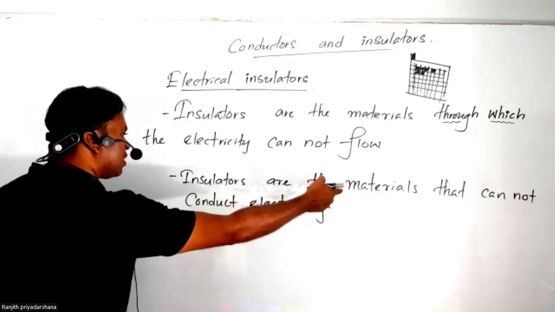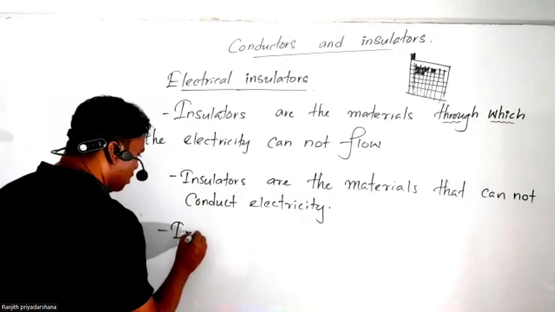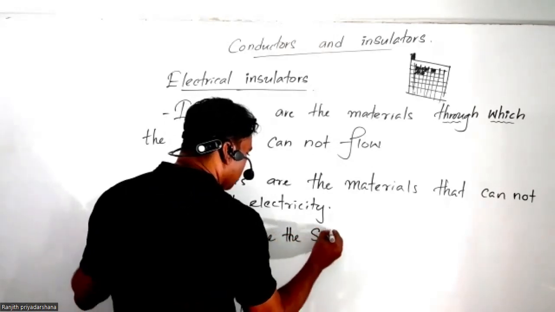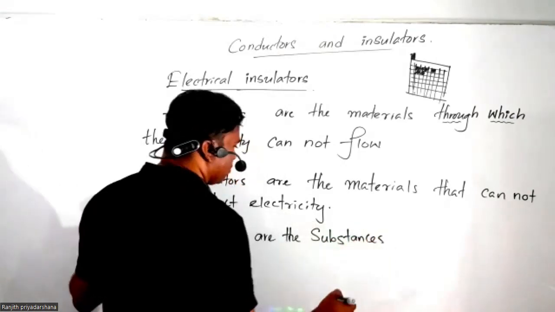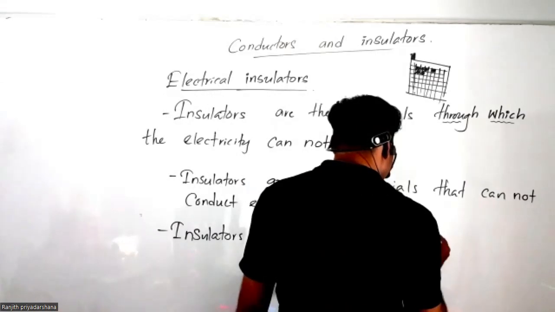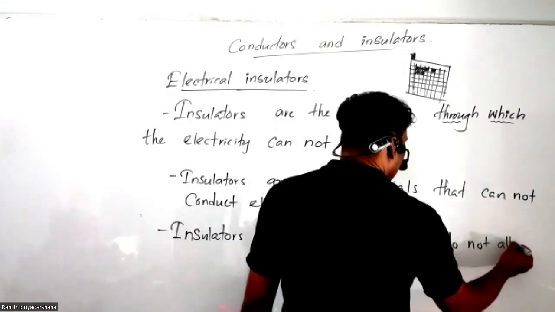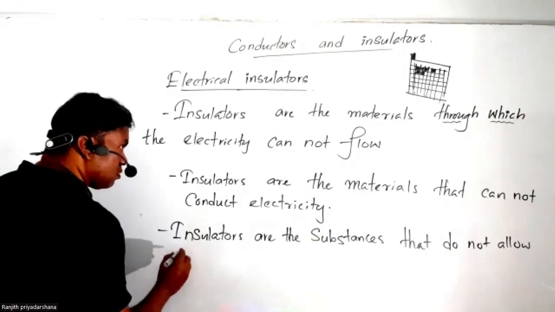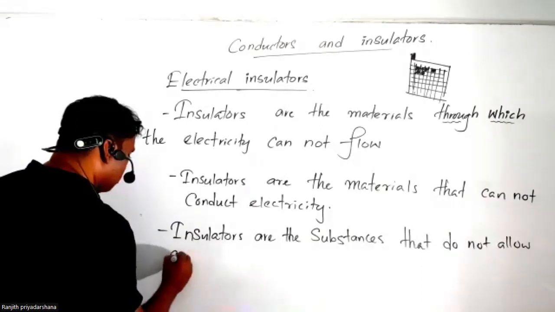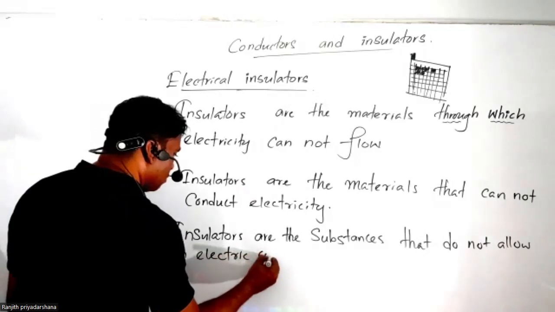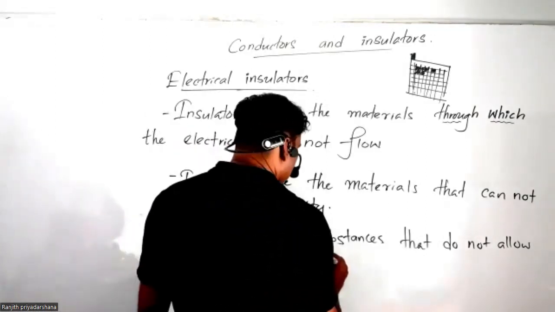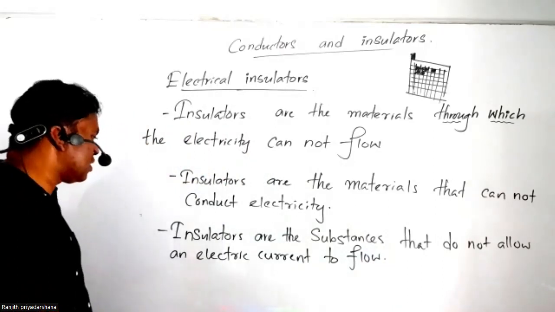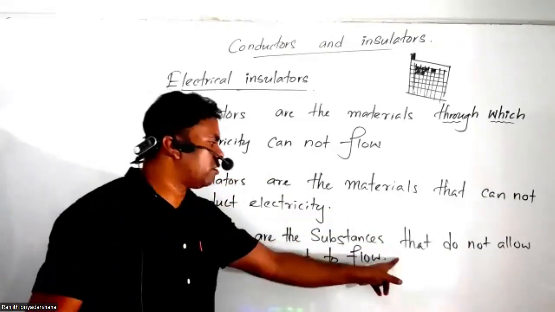We can say substances instead of materials, it doesn't matter. Insulators are the substances that do not allow an electric current to flow. Insulators are substances that do not allow an electric current to flow through it.